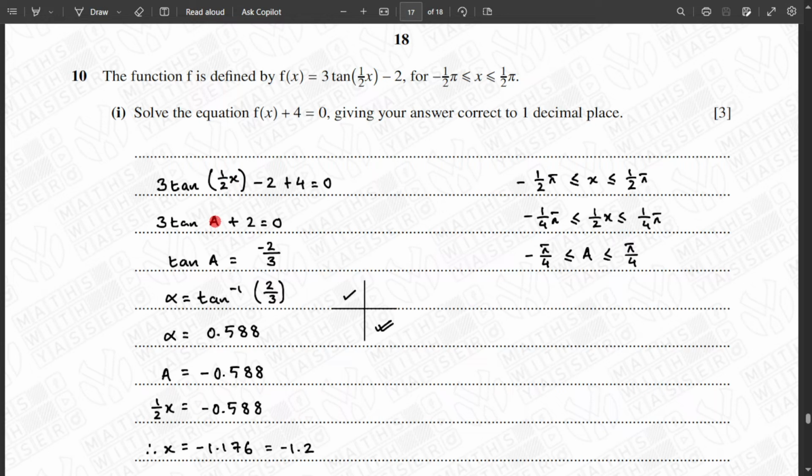And we also need to fix the domain first because this is half x and this is x. So for x, the question stated that x lies between minus pi by 2 and positive pi by 2.